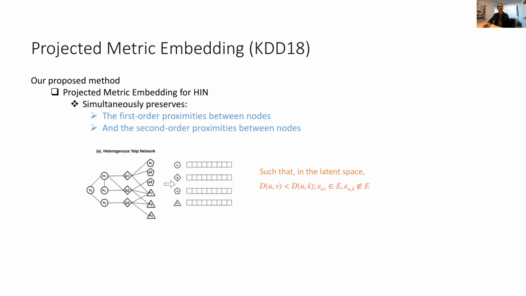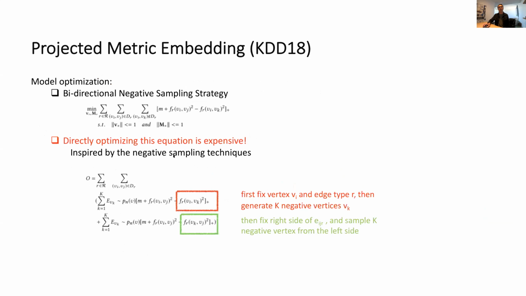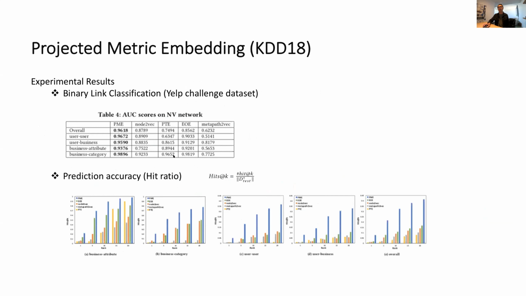To solve the problem, in our KDD 18 paper, we propose the projected metric embedding, in short PME, for heterogeneous information network embedding, which simultaneously preserves the first order proximity between nodes as well as the second order proximity.